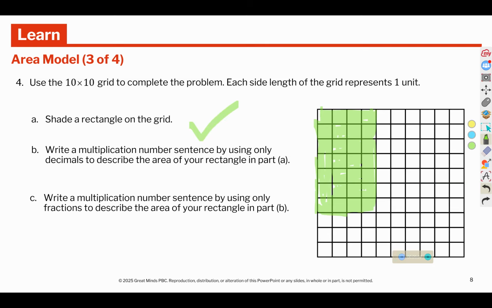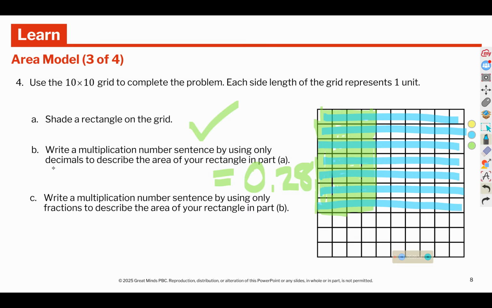Write a multiplication number sentence using only decimals to describe the area of your rectangle in part A. Well, it comes out to 4, 8, 12, 16, 20, 24, 28. So that would be 0.28. That's 1, 2, 3, 4, 5, 6, 7 rows. And 1, 2, 3, 4 columns. So 0.7 times 0.4 is 0.28.